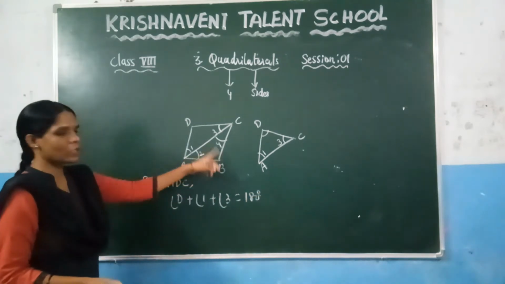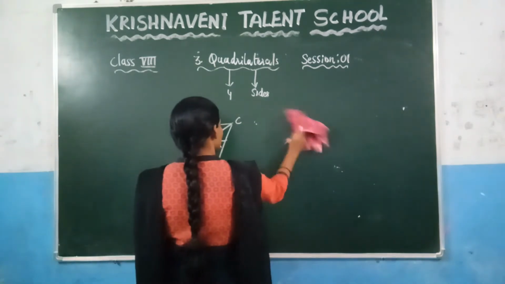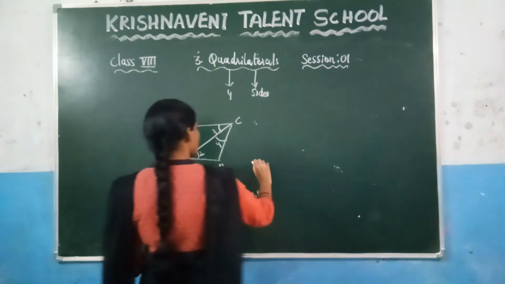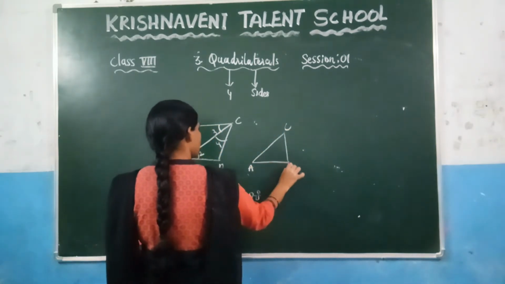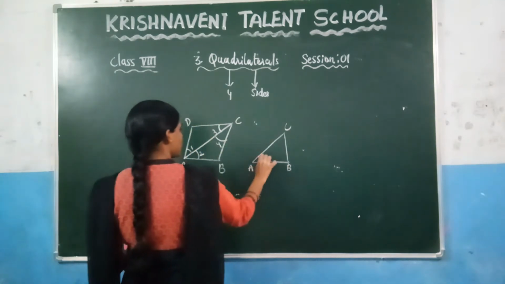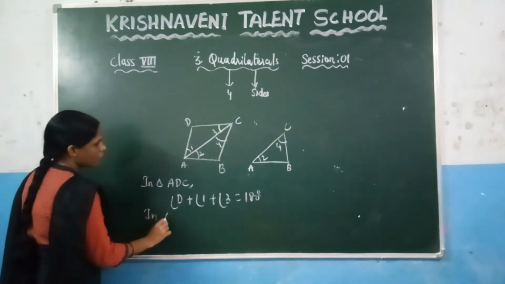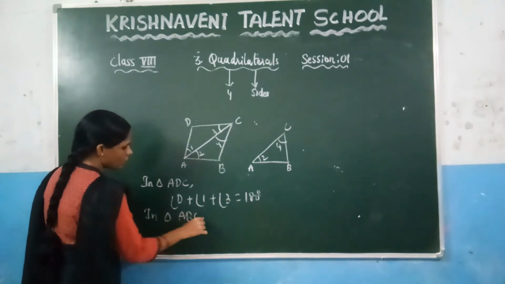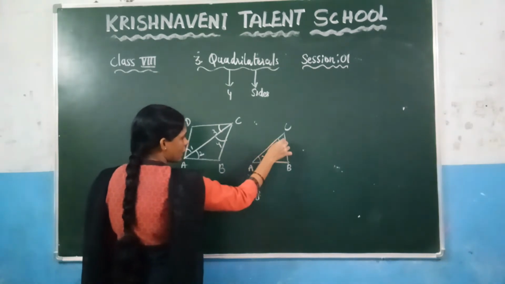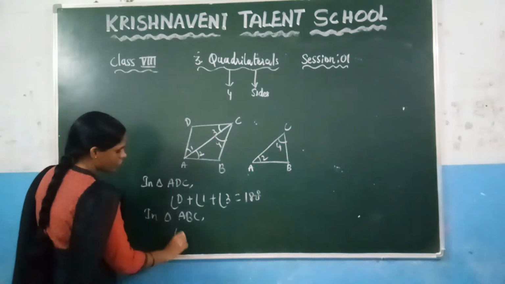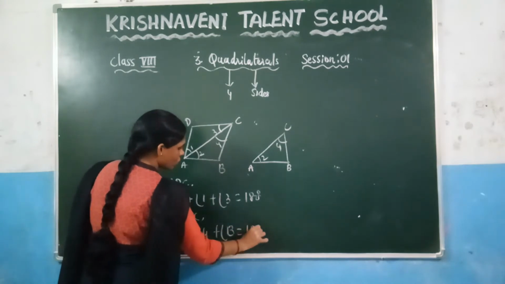Similarly, consider now the below triangle. Since the sum of the angles of a triangle is 180, this is the below triangle. This is C, A and B. What are the angles? Angle 2 and angle 4. Now, similarly, in this triangle, you know that the sum of the angles of a triangle is 180. You can write it here, angle 2 plus angle 4 plus angle B is equal to 180.